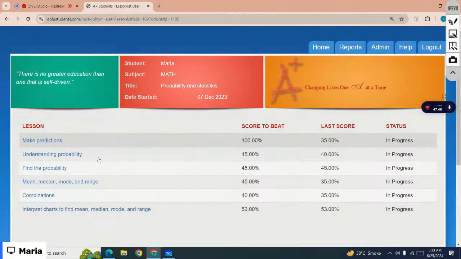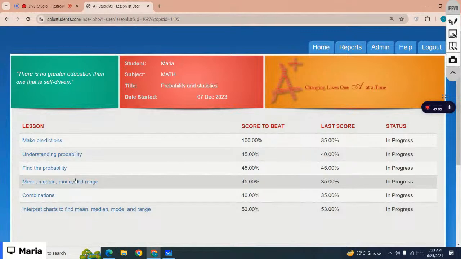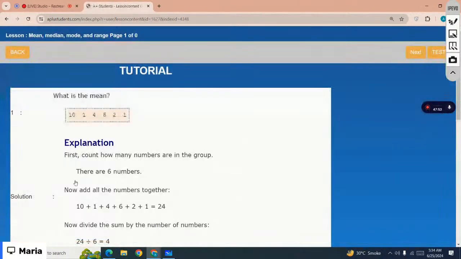That is mean, median, mode, and range. Let's just start with the lesson. Okay, what is the mean? How do we calculate the mean?